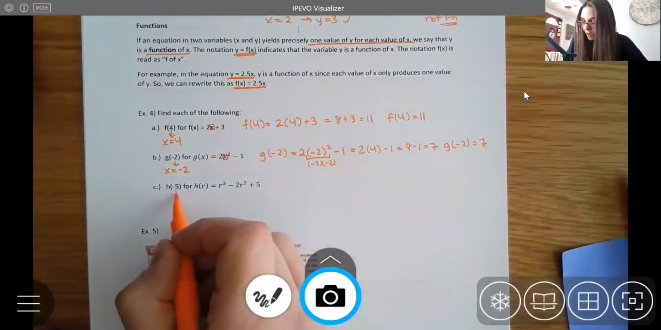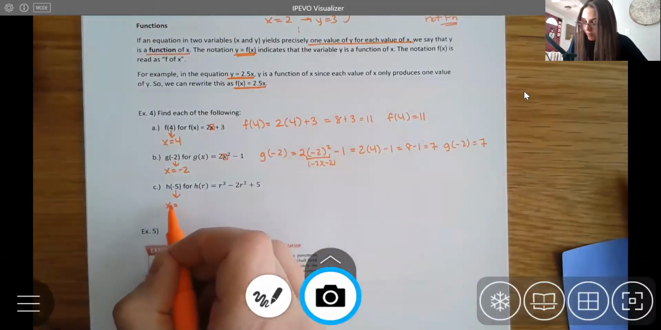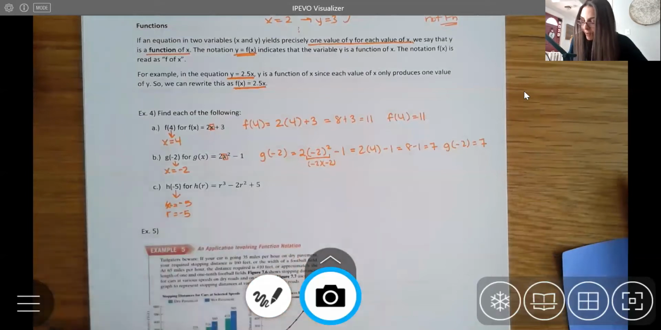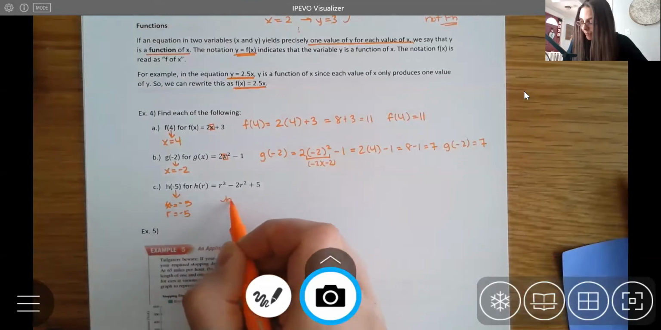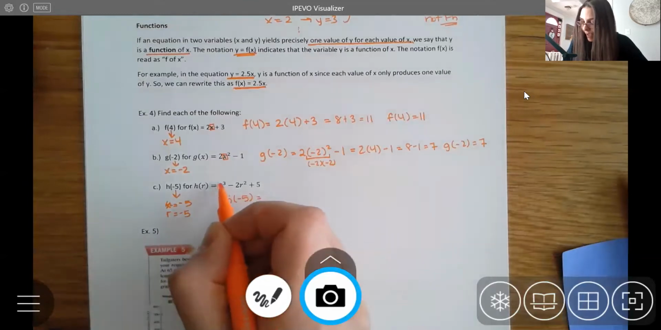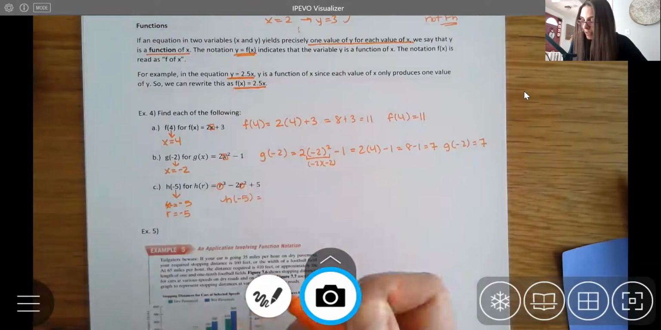And then finally here, I'm looking at h of -5. So I wrote x because I'm so used to it, but actually technically I guess we're using r here. So I'm just going to go ahead and plug in. Now, anytime I see an r, I'm going to replace it with -5.